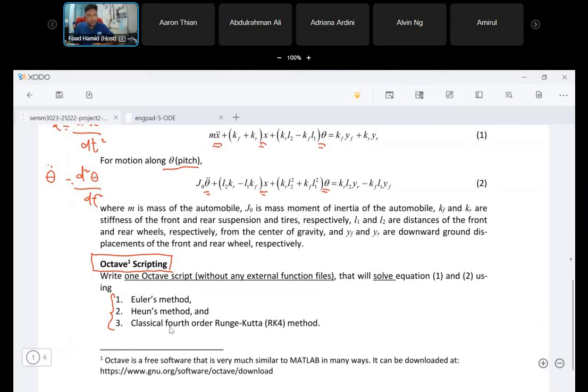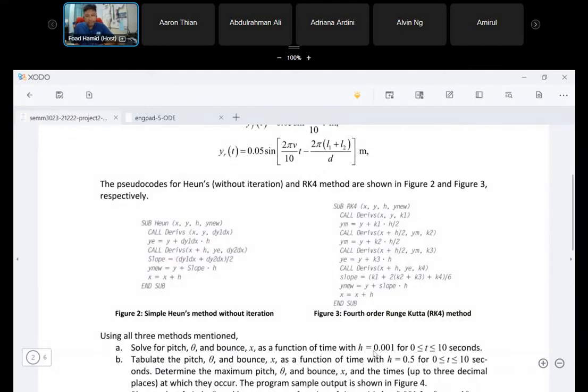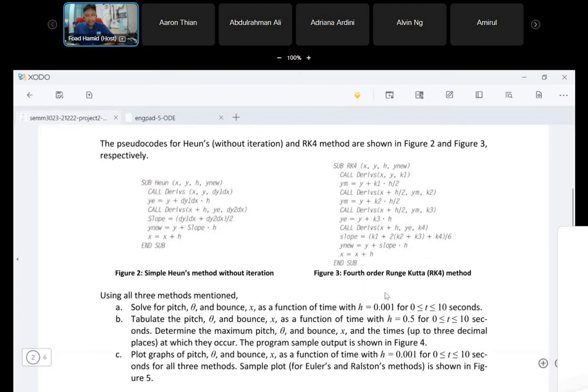Use Euler method, Heun's method, and classical fourth order method to solve equation 1 and pseudocode. I think in the first project, I gave you the theta and bounce for h equal to 0.001 from 0 to 10 seconds. This is a lot of numbers here. How many iterations? 10 bagi dengan 0.001. Apa? 10,000. Okay, so then you get this lah.